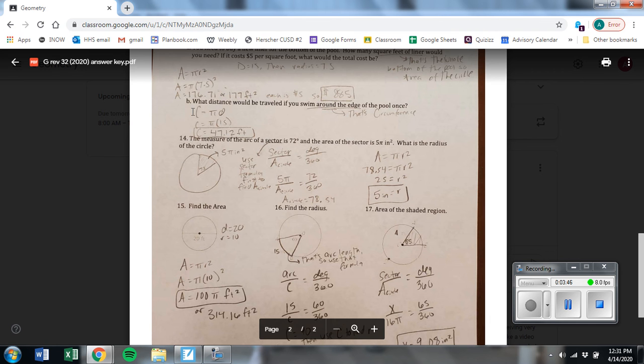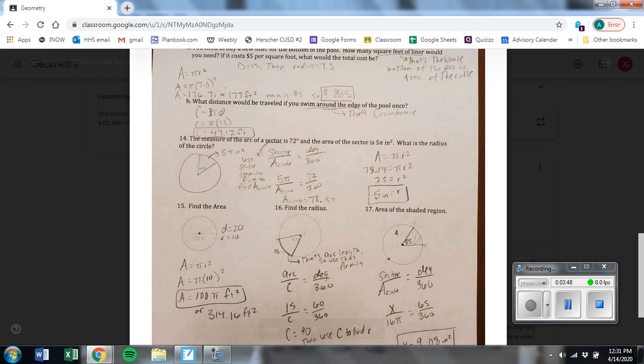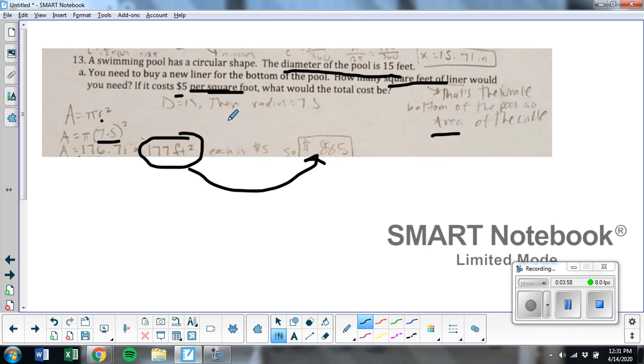So you write your formula. Circumference equals 2 pi r, or pi times diameter. I use pi times diameter because the directions said the diameter was 15. Plug that right in. All right, so that's 13. Let's go to 14.